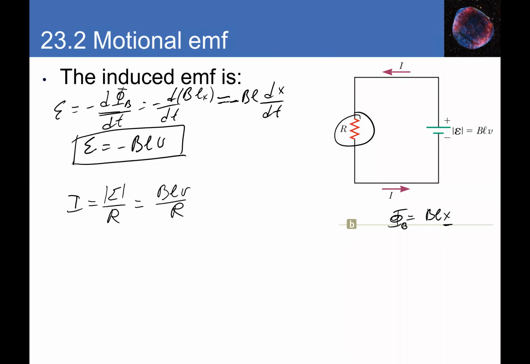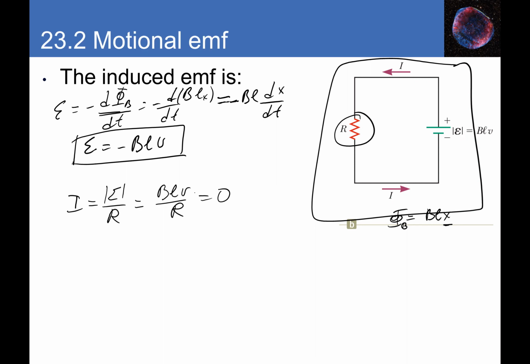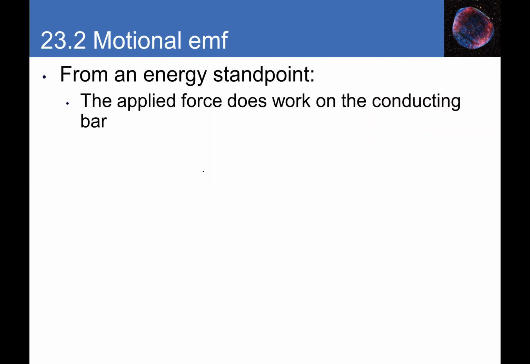That means this moving conductor in a magnetic field can easily be modeled as just a regular closed circuit, but only as long as it's moving. Because as soon as V is zero, the current is zero. That's why EMF is zero and current is zero as soon as you stop moving the conductor.